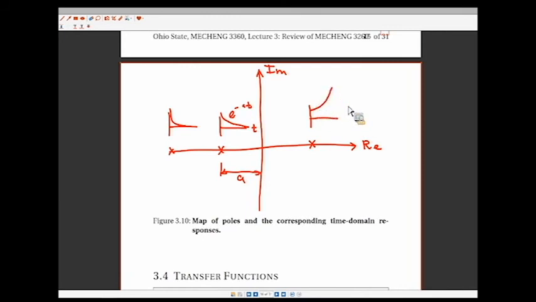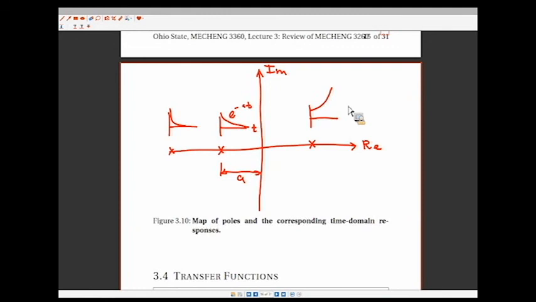Just foreshadowing this class, if we want controlled systems to ultimately converge to, say, here's where we want our system to go, we ultimately want that system to go there. Do you think we want converging or diverging exponentials? Converging, right? You do not want to say go to position 45 degrees and then your robot goes off to infinity. It's obvious, but that's a really bad feature. So throughout this class, we'll always be trying to design systems such that the poles are in the left half plane.